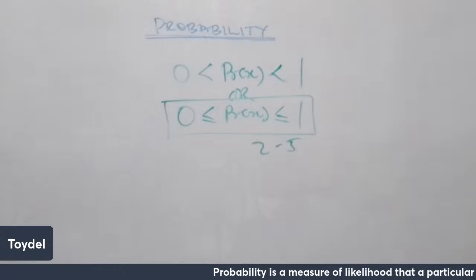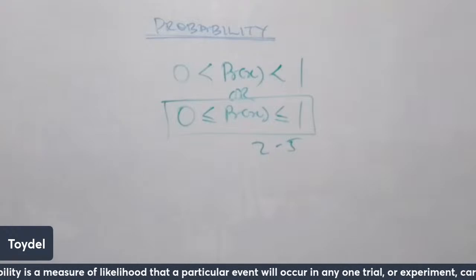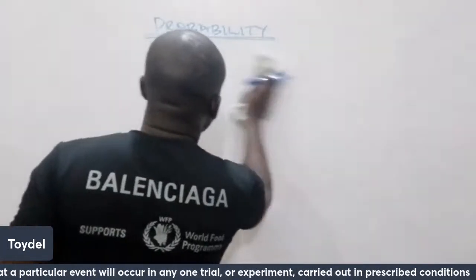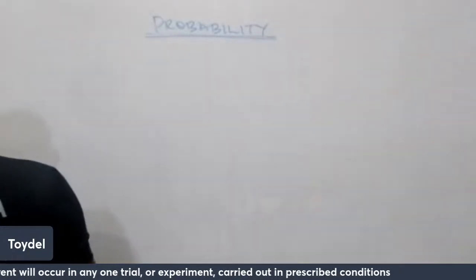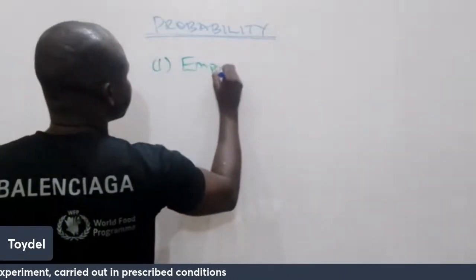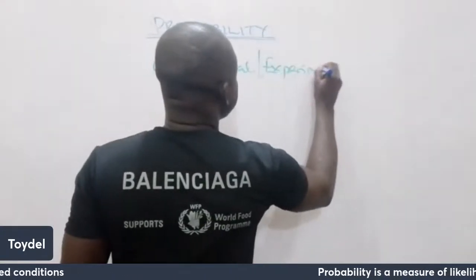So this is the range that we can actually come across under probability. So we quickly talk about types of probability. We have experimental probability. That's empirical. I'm going to talk about 2 here. We are going to talk about empirical, that is experimental probability.